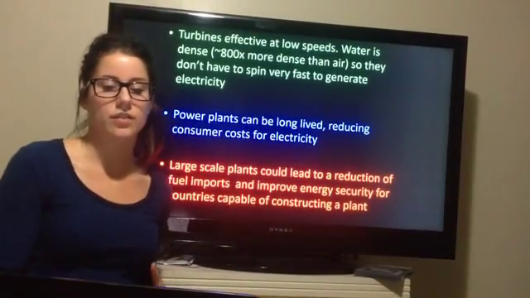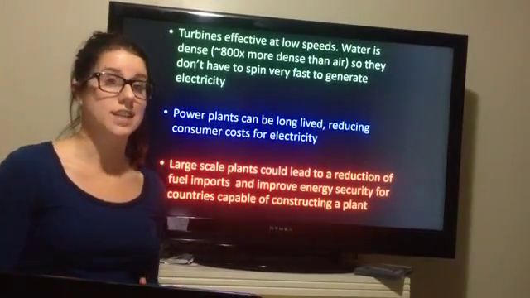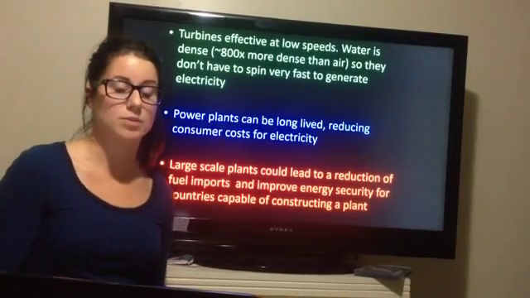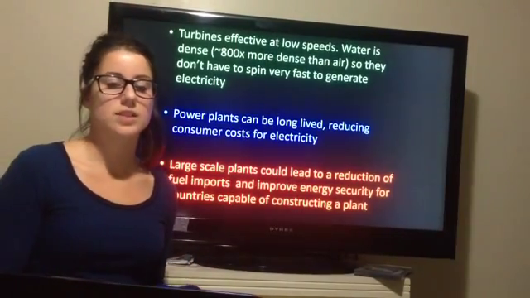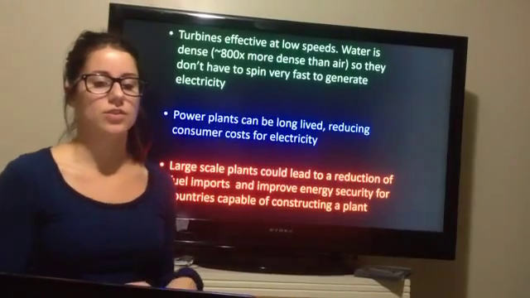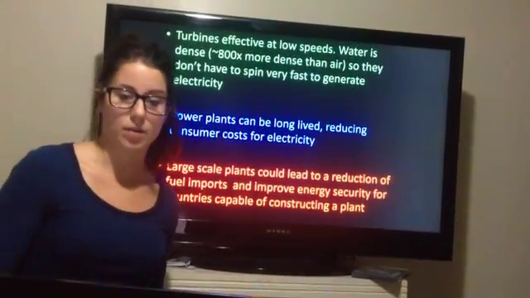Tidal turbines are effective at low speeds because water is dense. It's approximately 800 times more dense than air, so they don't have to spin very fast to generate electricity like a wind turbine would.